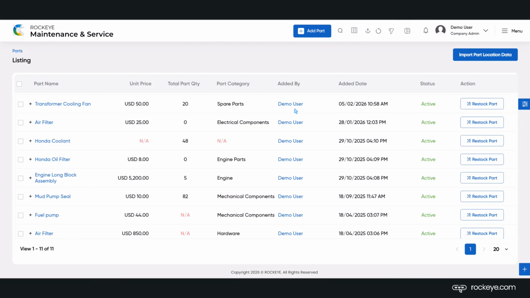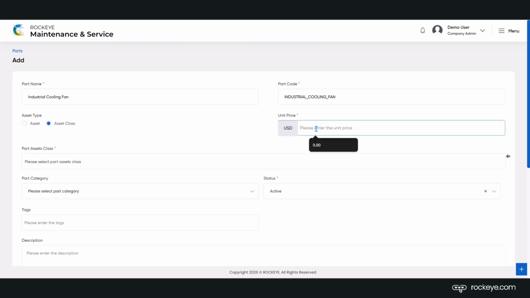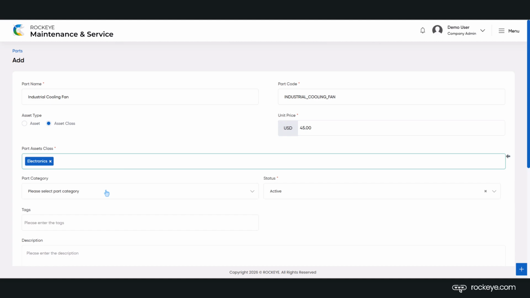The parts registry maintains a comprehensive database of all components required for preventative maintenance operations. Unique identifiers and asset classifications ensure data integrity while preventing duplicate entries throughout the system. Unit pricing and asset classes determine financial valuation and technical specifications for every individual component.